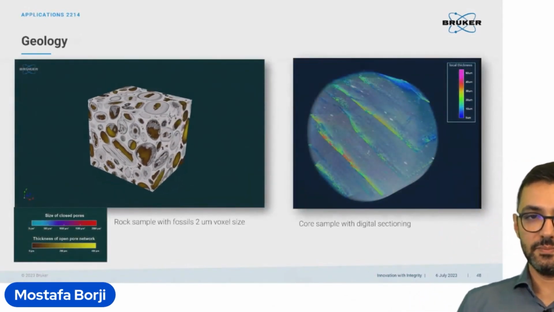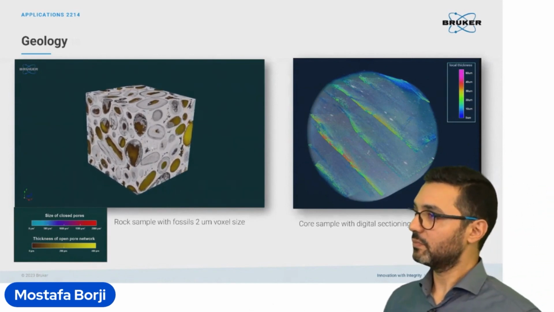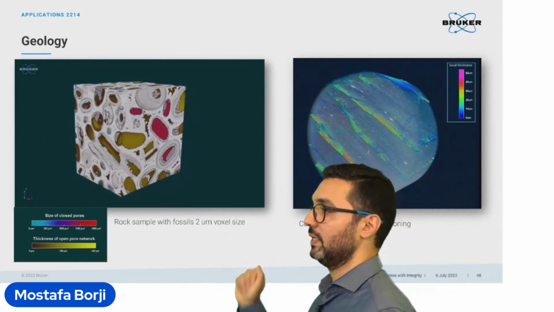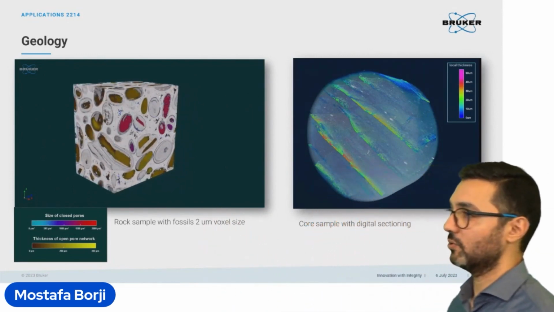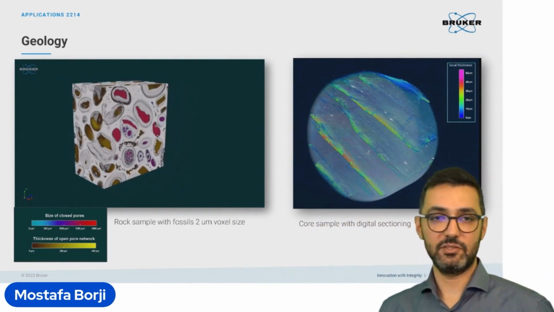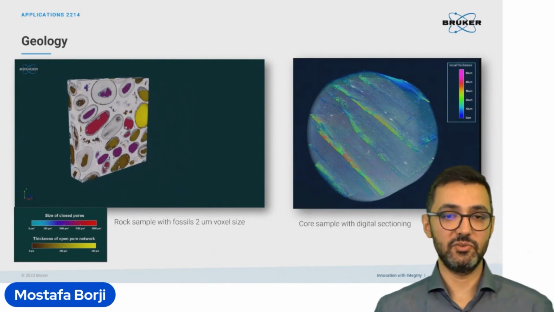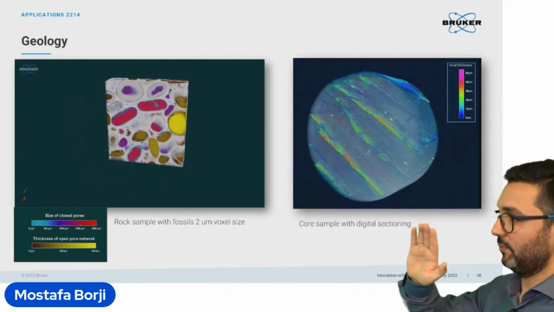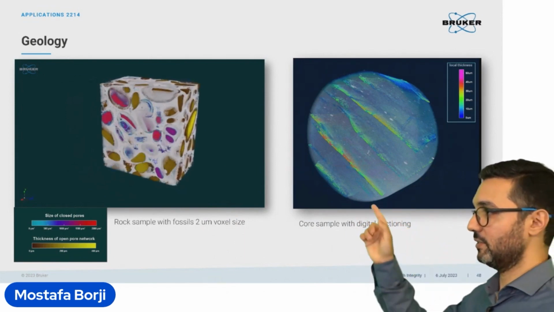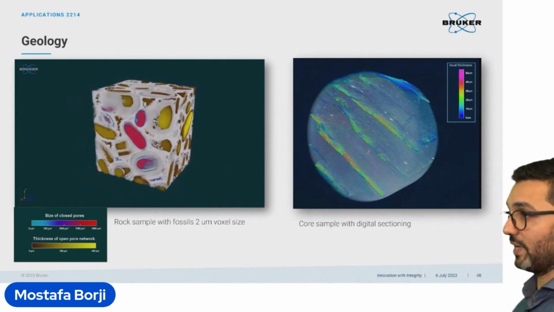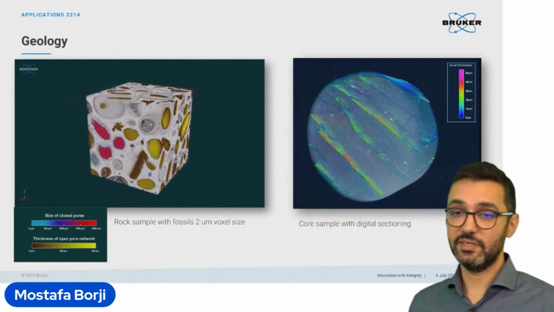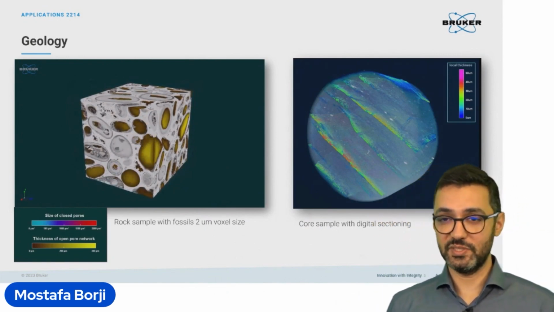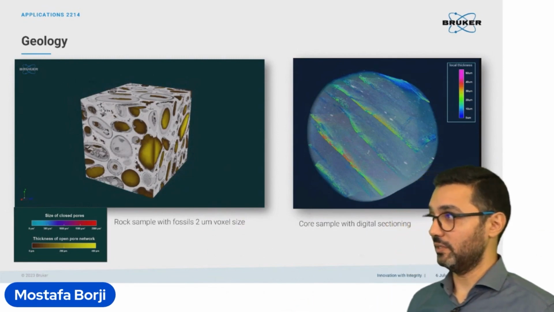The 2 examples that I'm showing here: one of them is a rock sample with fossils. The voxel size is about 2 microns, and here again it is color coded based on the thickness of the material inside the system. In this one, there are also some cracks or planes inside the sample. These planes can be extracted and analyzed in terms of thickness and the thickness variations through these cracks or sheets inside the sample.